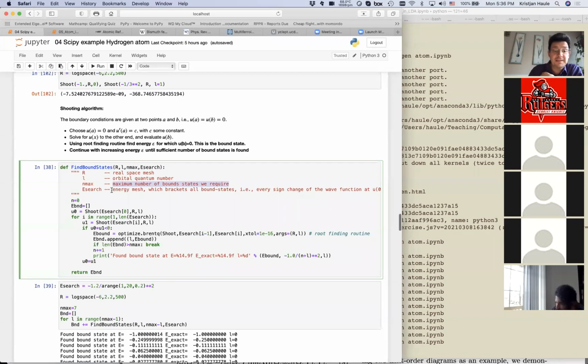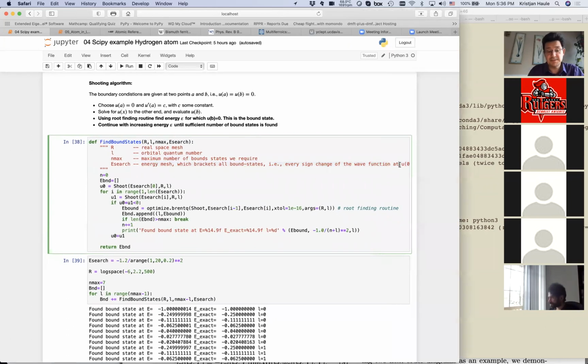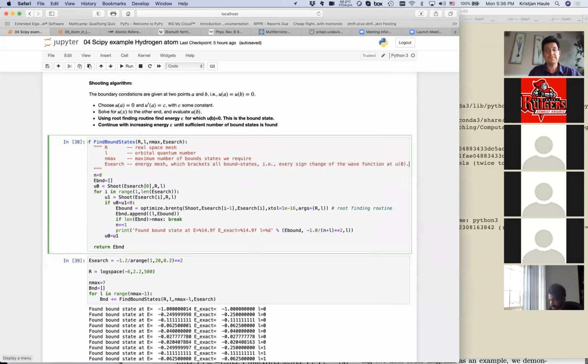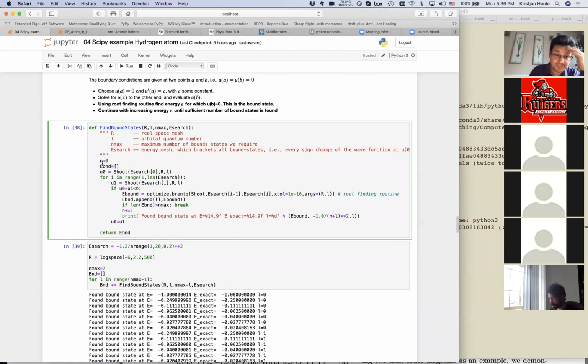And then, as I said, E-search is the energy mesh, which brackets all bound states. Every sign change of the wave function at u equal to 0 has to be on this mesh. Okay, so what do we do? Well, in this array EBNT, we're going to save all bound states.